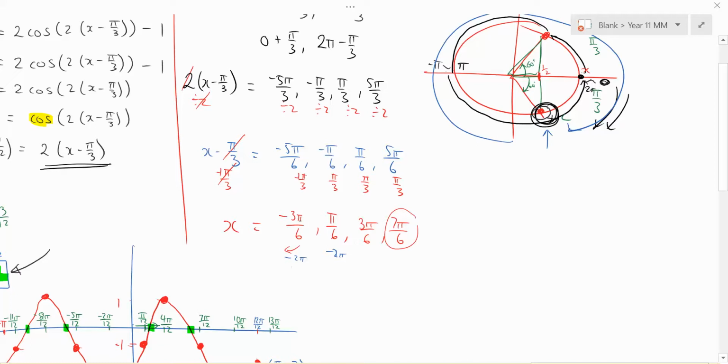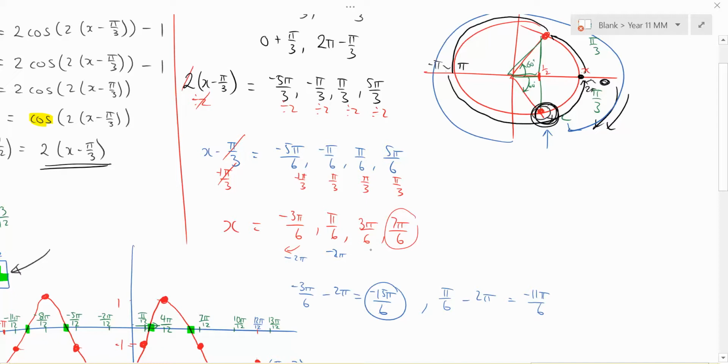So let's check. Negative 3 pi on 6 minus 2 pi. So I'm going to write here negative 3 pi on 6 minus 2 pi. What's that? 6 times 2 is negative 12. Negative 12, so negative 15 pi on 6. That's out of the domain. That's more than pi. Then you do pi now. Pi minus 2 pi. So pi on 6 minus 2 pi, and that gives me 6 times negative 2 is negative 12. Negative 12 plus 1 is negative 11 pi on 6. And again, that's too big.